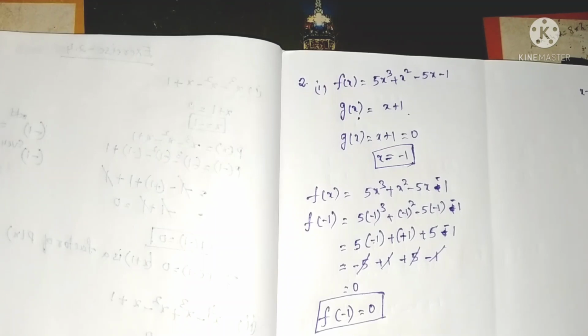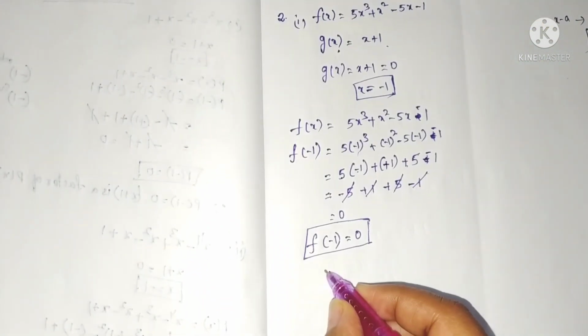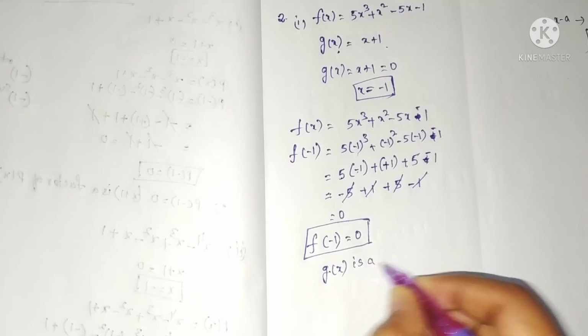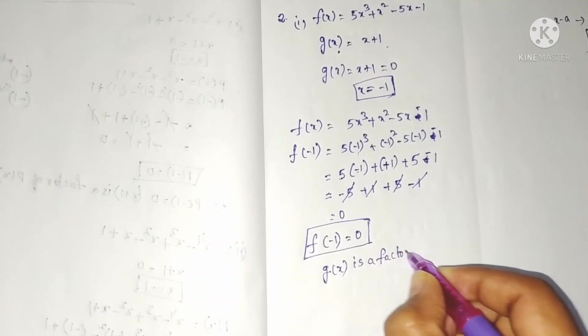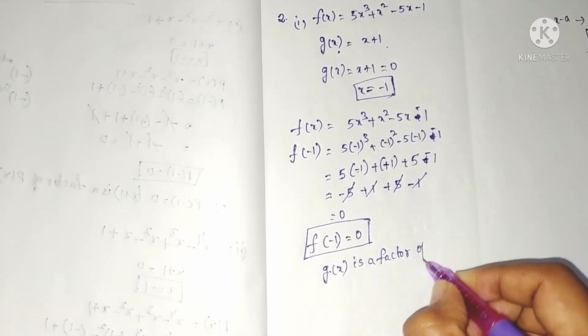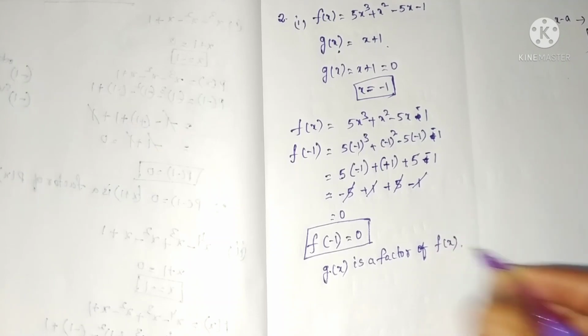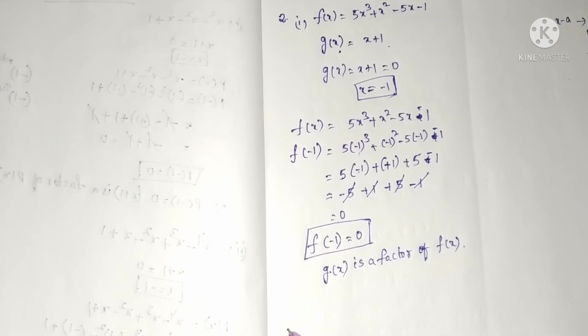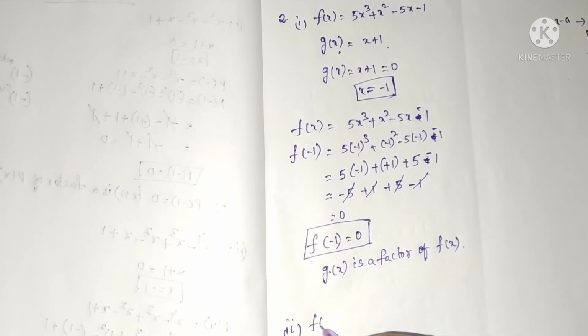So what we have to write? g of x is a factor of f of x. That's it. Okay, the first one is completed, and now the second problem.